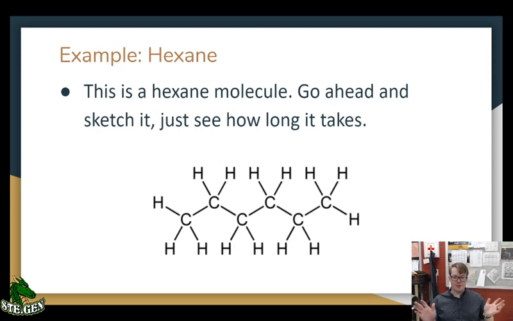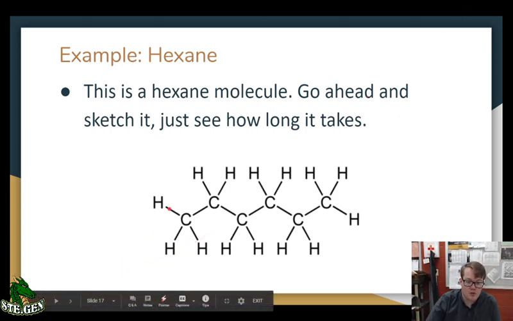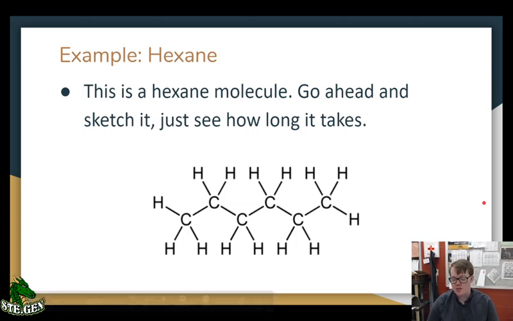So, for example, this is a hexane molecule. Go ahead and in your notes or whatever piece of paper you have lying around, try to sketch it. I would actually even recommend you write out the full C6 with all the H's attached to it, see how long that takes you, and see how long it takes you to actually write the full structure. If you want to pause just to make sure you're doing it correctly, you can. I'll give you a moment. I assume you would have paused by now if you wanted to.